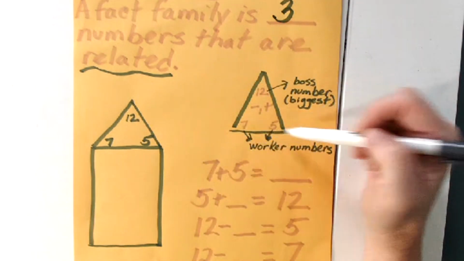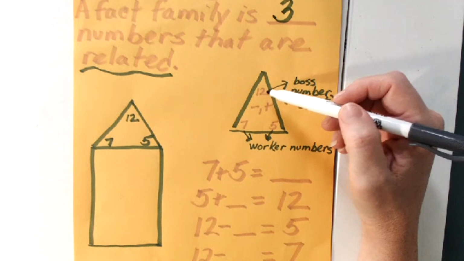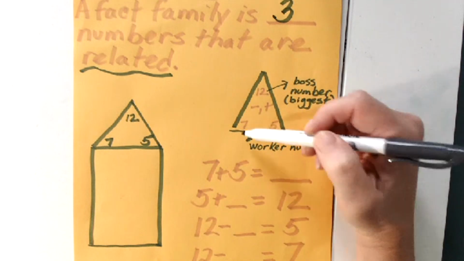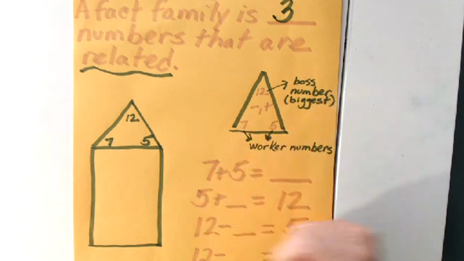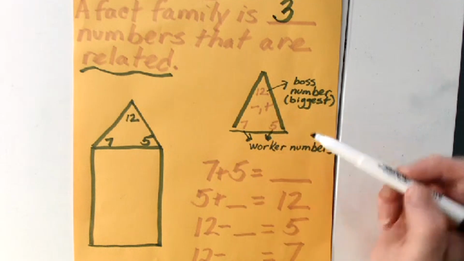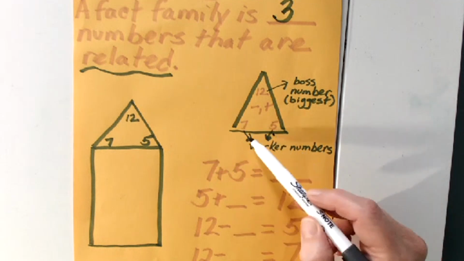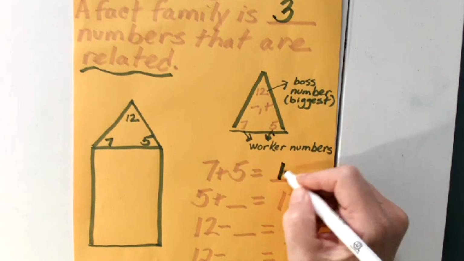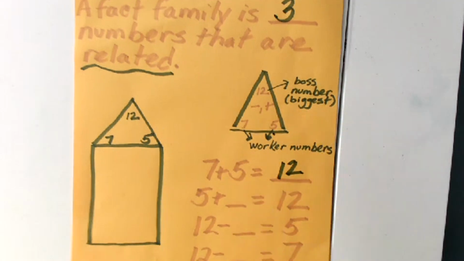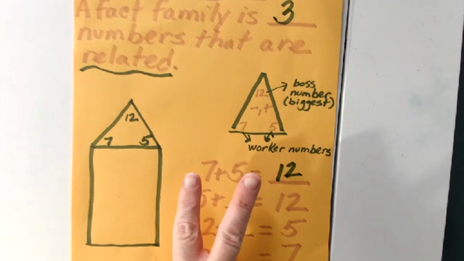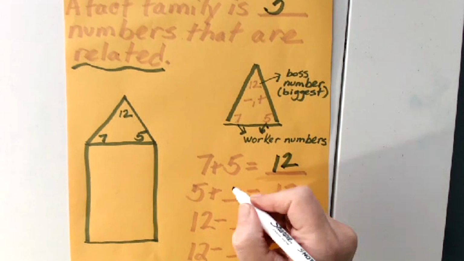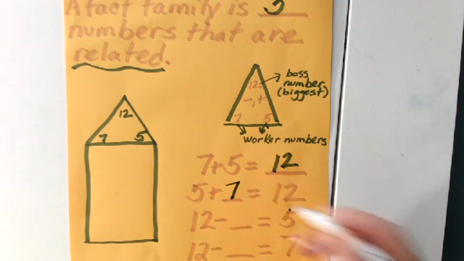So when you look at the fact family triangle, you have the bigger number on the top. He's the boss number, the biggest number. And then you have the worker numbers, they're on the bottom. So let's complete these equations together. So if I know 7 plus 5 equals 12, because I see that right in my fact family triangle. Now if I'm going to flip these two, 5 plus 7 equals 12.